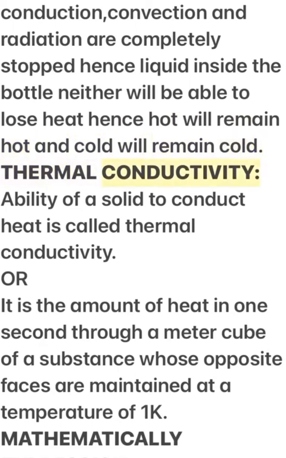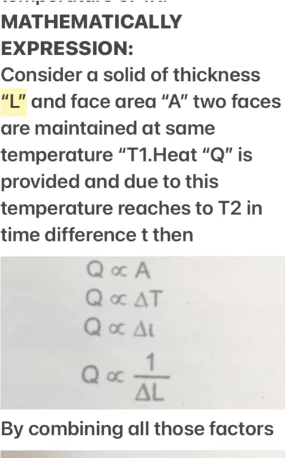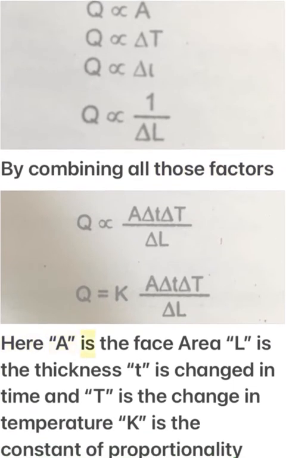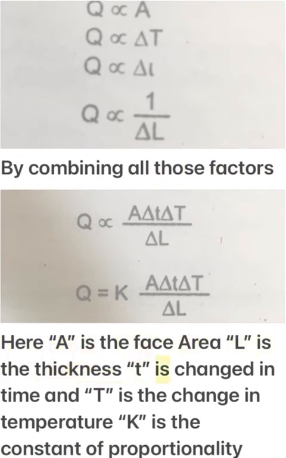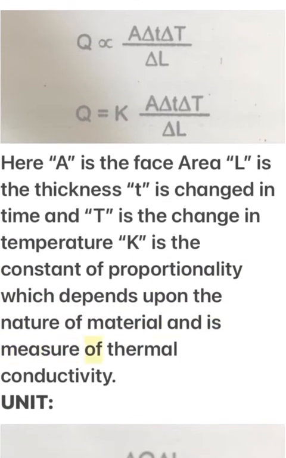Thermal conductivity. The ability of a solid to conduct heat is called thermal conductivity, or it is the amount of heat flowing in 1 second through a cubic meter of a substance whose opposite faces are maintained at a temperature difference of 1 K. Mathematical expression: consider a solid of thickness L and face area A. Two faces are maintained at temperatures T1 and T2. Heat Q flows in time t. Then by combining all those factors, here A is the face area, L is the thickness, t is the change in time, and ΔT is the change in temperature. K is the constant of proportionality which depends upon the nature of the material and is a measure of thermal conductivity.